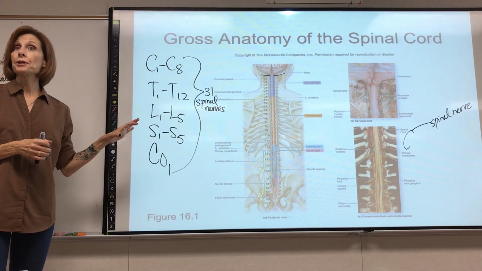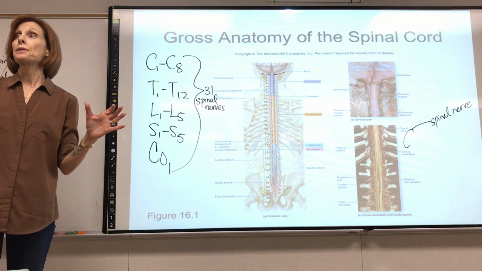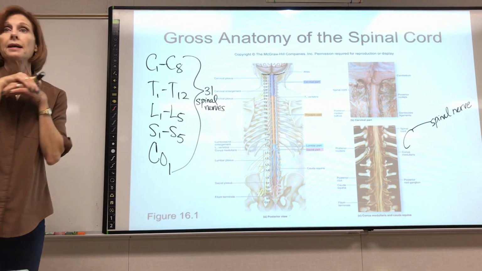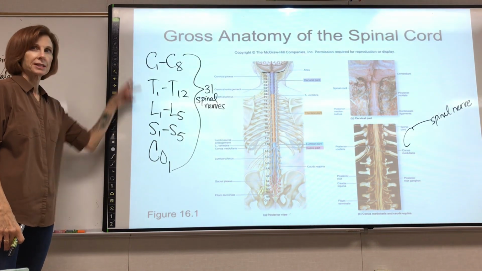Okay, so let's take a look at the basic structure of a spinal nerve. We'll take a look at where the sensory and motor neurons are located, and then we're going to stop for today. You guys have any questions on that?